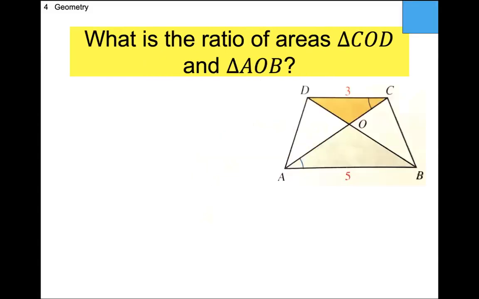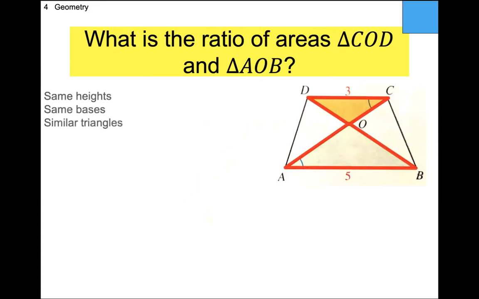The first one I'm going to give you says, what is the ratio of the areas of triangle COD to triangle AOB? Well, the first thing is just finding those two triangles. COD is right there and AOB is right there. Remember, we have three possibilities. They either are going to have the same heights, or the same bases, or they're similar triangles. Of those three, clearly just by visual observation, they don't have the same heights and they definitely don't have the same bases. Are they similar?